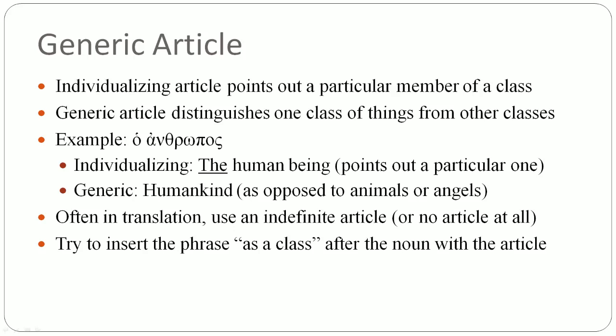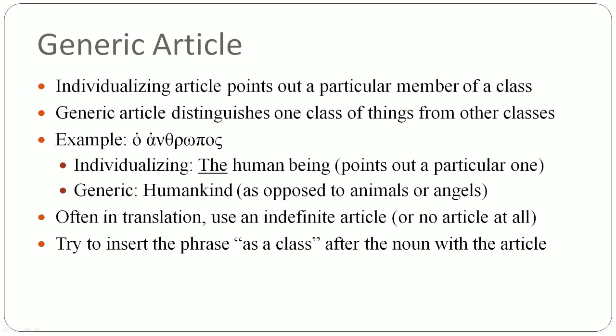The generic article would be used in the same way. Okay, you would see this. But if this is a generic article, it would be translated best as humankind, okay, or the human race, or mortals. And this is now saying that it's the class of humankind and it's different to animals. Okay, we're not talking about animals here, and we're not talking about angels either. Okay, we're talking about humankind.